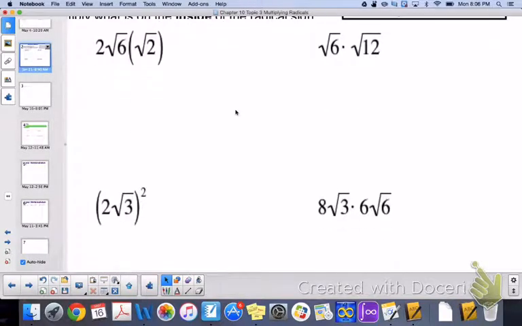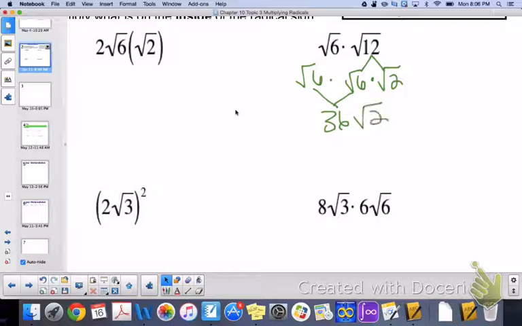So, when you're doing root 6 times root 12, I'm going to show you a little trick that works. We know that 6 goes into 12, so I'm going to split 12 into root 6 times root 2. Now, I have root 6 times root 6 times root 2. Well, what is root 6 times root 6? Yeah, it's 6. We just talked about that. So we get 6 root 2 as our answer.